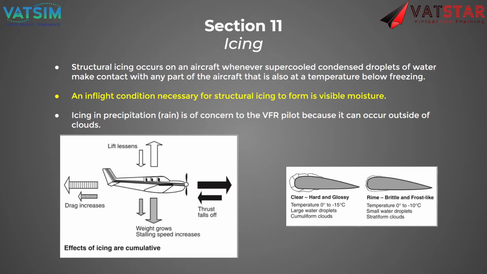Rime ice kind of looks like frost. It's not really see-through. It's more looking like snow. It happens from 0 to negative 10 degrees Celsius. It's formed from small water droplets, and you typically get it in those stable stratiform clouds. Does everybody kind of get that concept? Yeah. Now, there is a combination of these two where you'll get both. You'll get big chunks of clear ice and small little rime ice, and that's called mixed ice, and you'll typically get that when it's a combination of stable and unstable air.